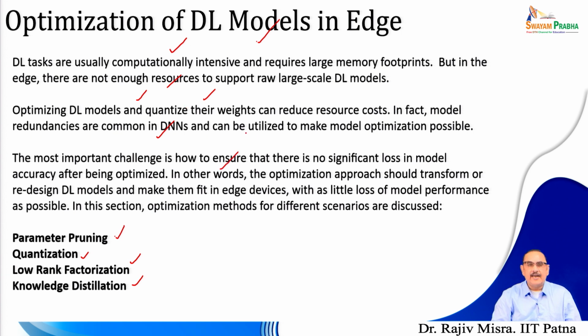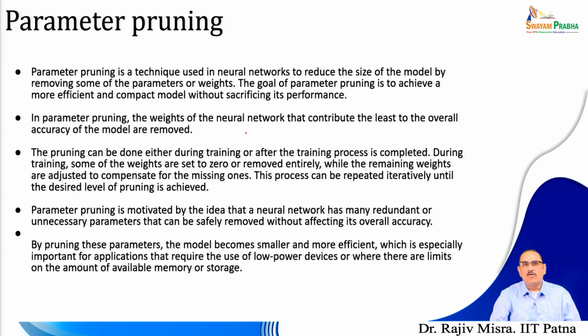So, the most important challenge is how to ensure there is no significant loss in the accuracy of the model being optimized. The optimization approach should transform or redesign the deep learning model and make it fit in the edge devices with little loss of model performance. Therefore, we are going to see that this can be achieved with the help of parameter pruning. Here you can reduce the size of the model by removing some of the parameters or the weights.